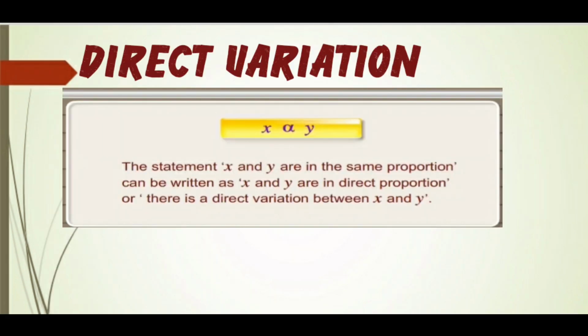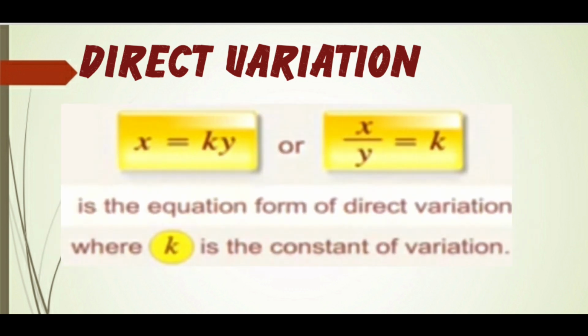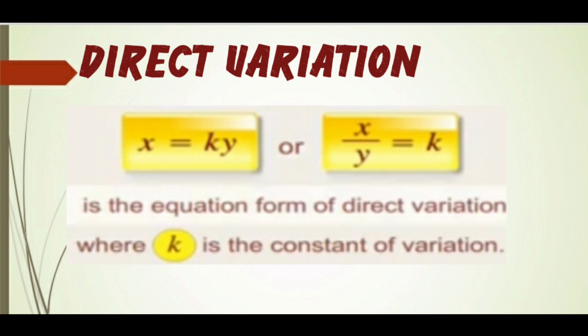The statement x and y are in the same proportion can be written as x and y are in direct variation, or there is a direct variation between x and y. Using a mathematical symbol, it can be written as x directly proportional to y. Here, alpha is the Greek letter used to denote variation. X directly proportional to y is written in the form of an equation as x is equal to ky, where k is a constant. X is equal to ky, or x upon y is equal to k, is the equation form of direct variation, where k is the constant of variation.